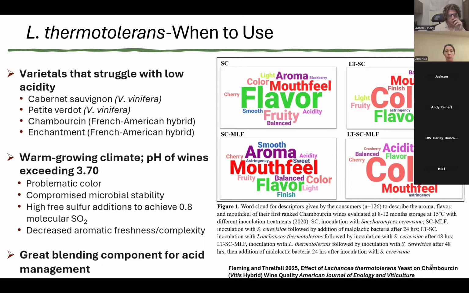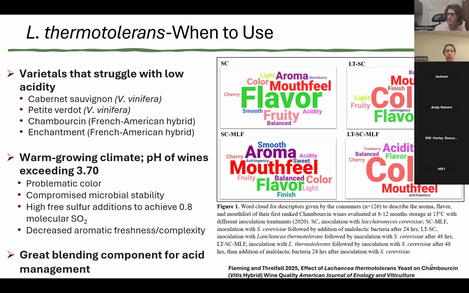When you're coming from a warm growing climate where the pH of your wines or even your grapes coming in are exceeding 3.7, you might want to think about using this yeast. Again, if you end up with wines with a pH greater than 3.7, you could have problematic color, especially with these hybrid grapes that are deficient in phenolics and tannins. So they struggle with color retention. I know Cynthiana is one of those.